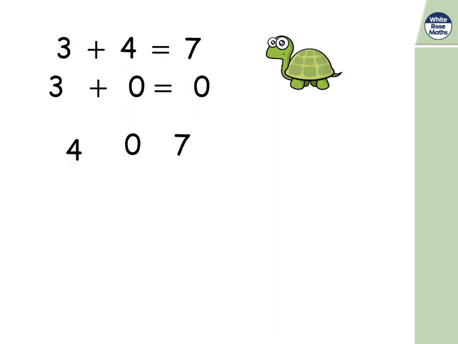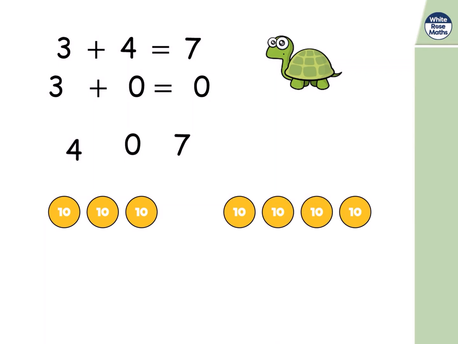I think I'm going to use some place value counters. So we know that 3 plus 4 is equal to 7. So if I get 3 tens plus 4 tens, that will be equal to 7 tens. Right, let's try and put some of these digits back in the right place.